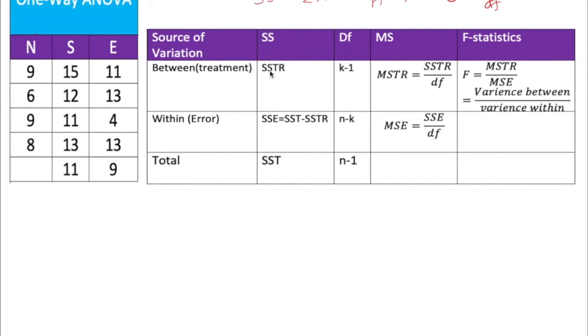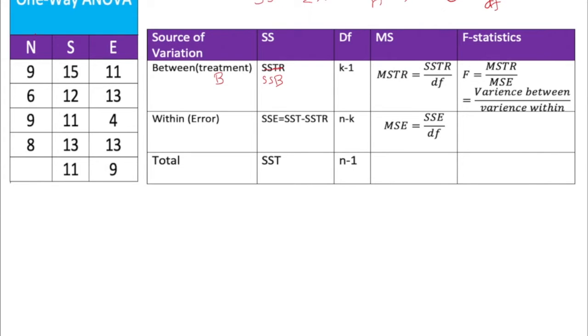So SSTR, what does it mean? SS is sum squared, TR means treatment, or you can say SSB, another word between, sum squared between, or you can say sum squared treatment. I put down treatment, so I'm just making sure that you can do it like this. You can say SSB instead of this, if you assume this is your B.